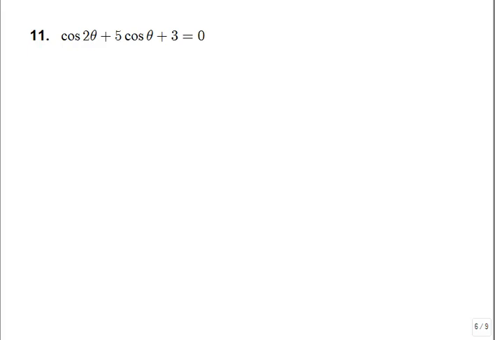Okay, next example. Here we have cosine of 2 theta plus 5 cosine theta plus 3 is equal to 0. The good news is they're all cosines. The bad news is they have different kinds of angles. We have a 2 theta here, but just a theta here. So one strategy is to try to make those angles match. And it's easier to get rid of a 2 theta than it is to turn a theta into a 2 theta. So what I would recommend is working with this cosine of 2 theta and using one of those double angle identities.